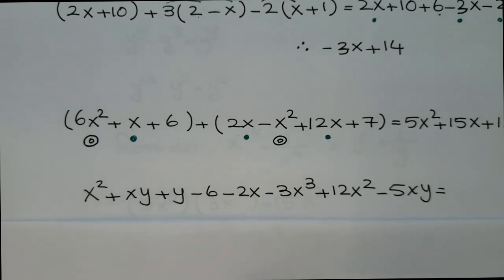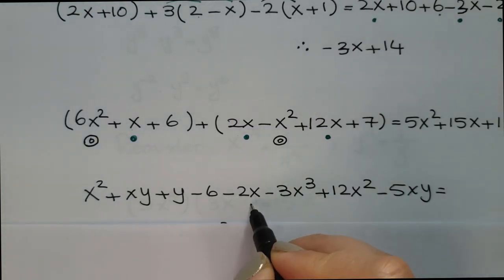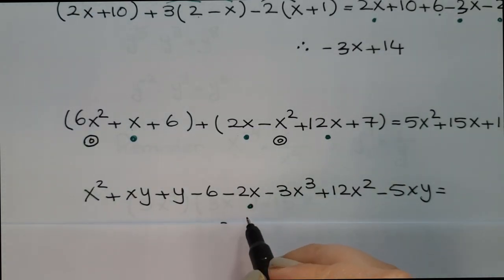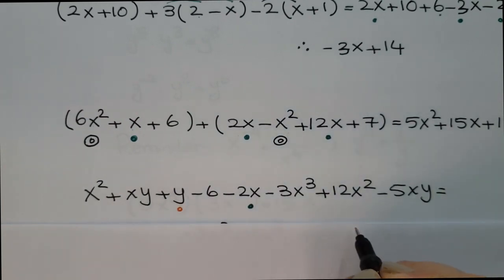Here, I have a combination of x squared, xy, y, and x. Oh, and I also have x cubed, x squared, and another xy. So let's say here, again, I call my x's apples, green apples. Let's see how many green apples I have. That's the only one. But let's say here, I have 1 orange.